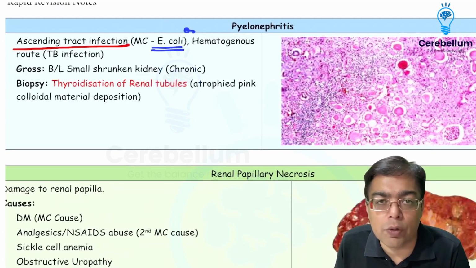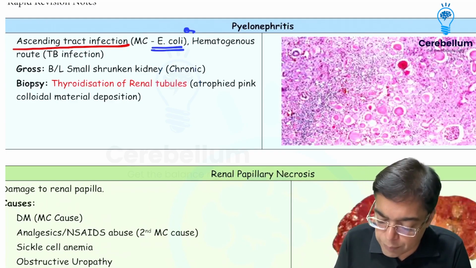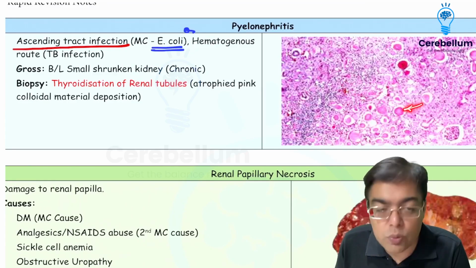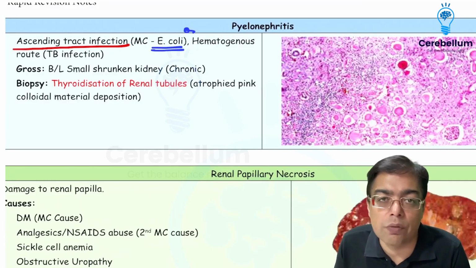Because of the tubular atrophy, what you find is that in the lumen, you are going to have the deposition of a pinkish material, which is going to make the kidney resemble the thyroid. So that is what is associated with the term thyroidization of the kidney.